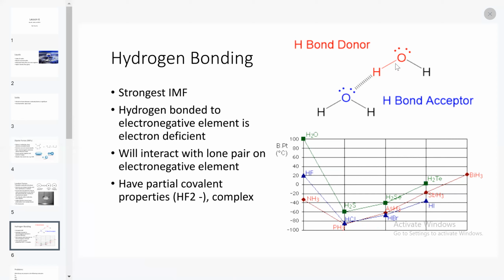So what are these electronegative elements? There's three of them that you really need to consider. So fluorine, oxygen, and nitrogen. So F, O, and N. Okay, so if you have a hydrogen bonded to any of those elements, you have a potential for hydrogen bonding. Okay.